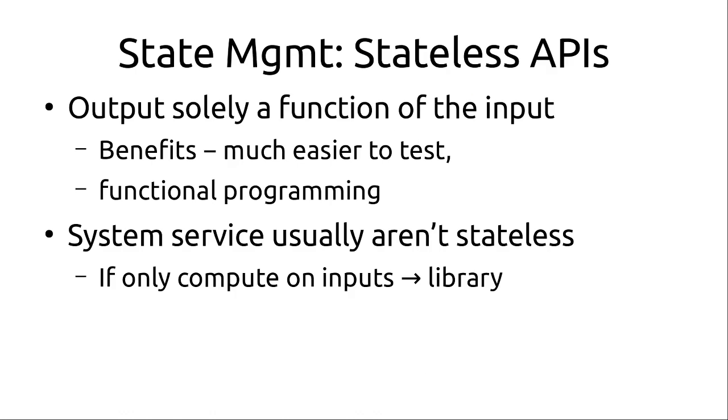State management can also be used to describe stateless APIs. Stateless APIs, that's maybe a bad term. It should really be pure or functional APIs. The whole idea here is that if the output of a function only and solely depends on the input, then you have a pretty powerful API. It's very, very easy to test because it's just a correlation between inputs and outputs, and it's essentially the core of most functional programming languages.